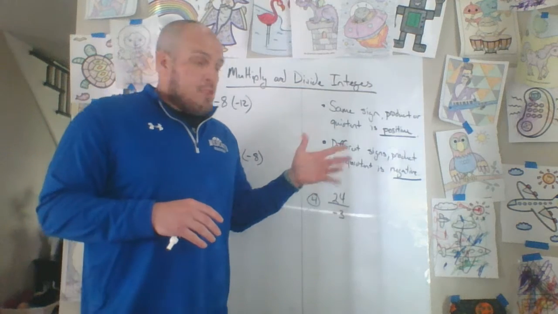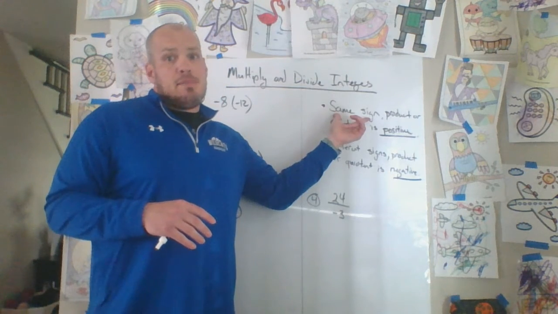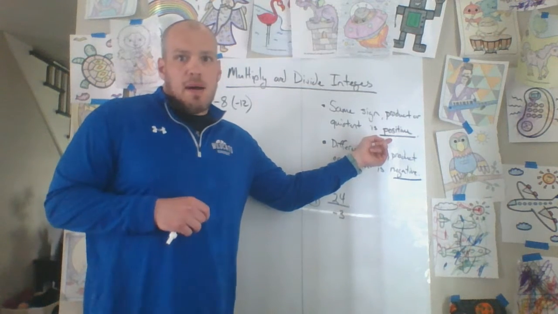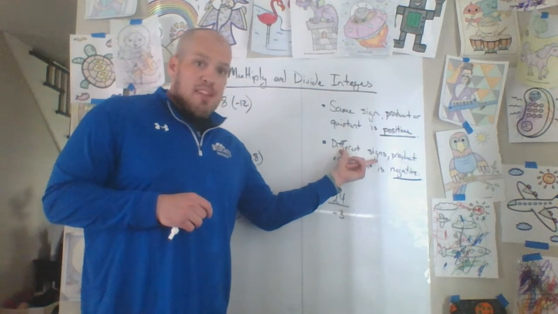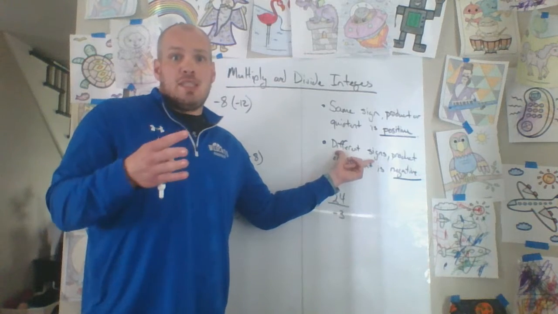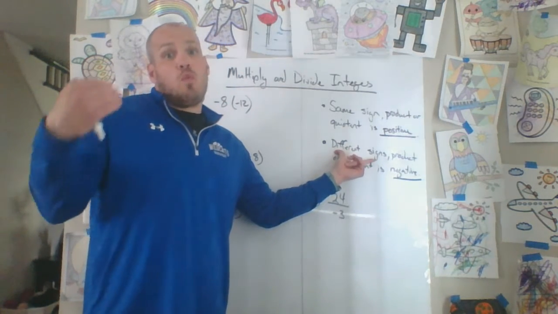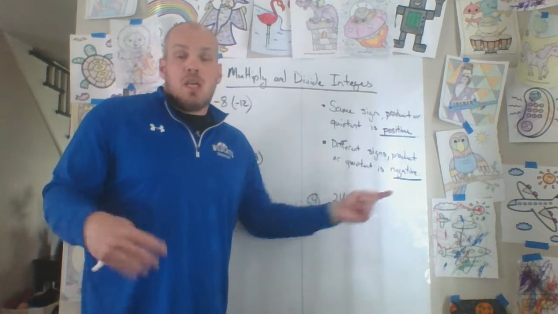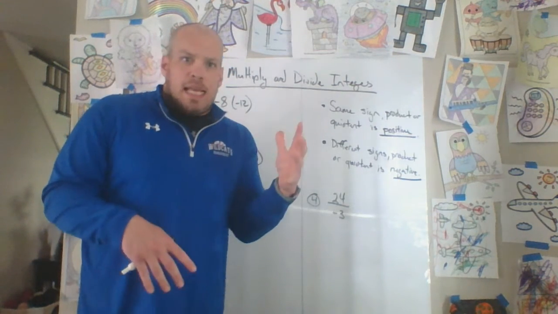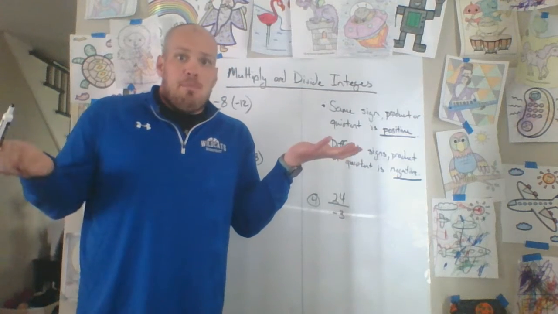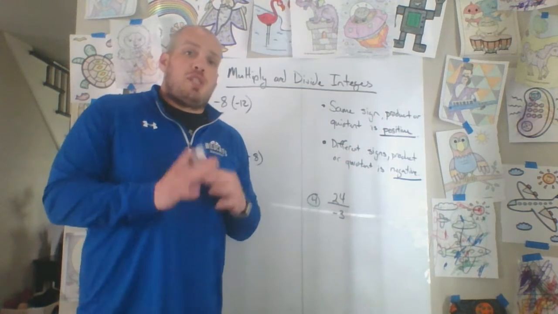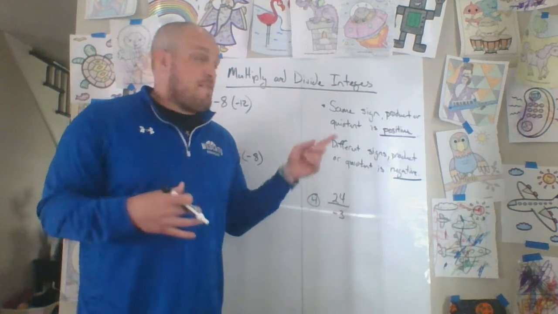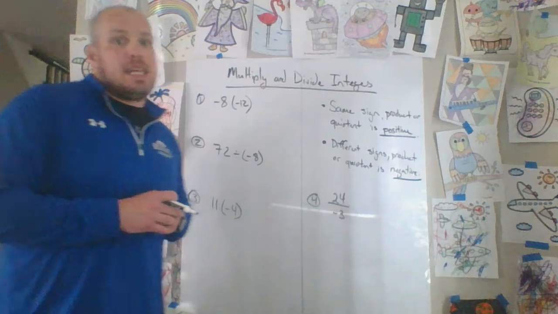If the two numbers that you're multiplying and dividing have the same sign, then the product or quotient is going to be positive. If they have different signs, meaning one's positive and one's negative, then the result will be a negative answer. Our multiplying and dividing is exactly the same as when we multiply and divide just positive values. Just the resulting answer, the quotient or the product, will be negative or positive depending on if they have the same sign or different signs.